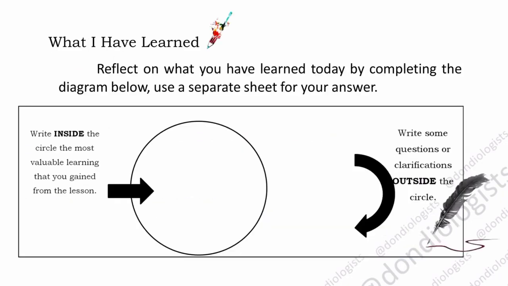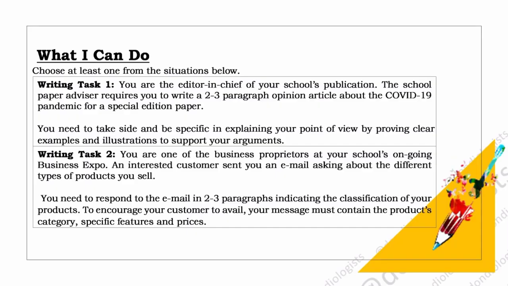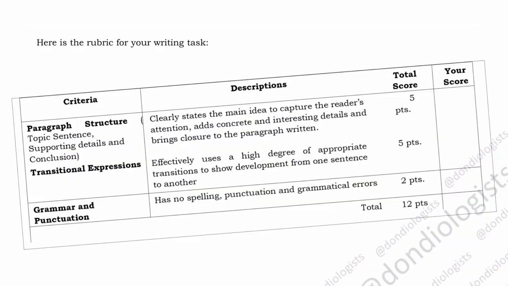This time, reflect on what you have learned today by completing the diagram below. Use a separate sheet for your answer. Write inside the circle the most valuable learning that you gained from the lessons. Write some questions or clarifications outside the circle. For the next activity, choose at least one from the situations below. Here is the rubric for your writing task.